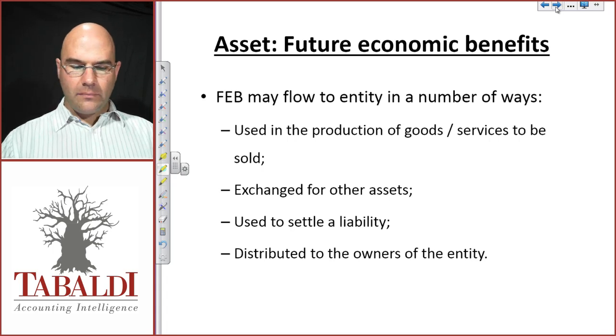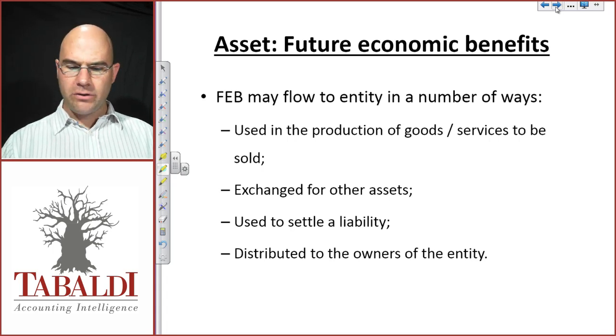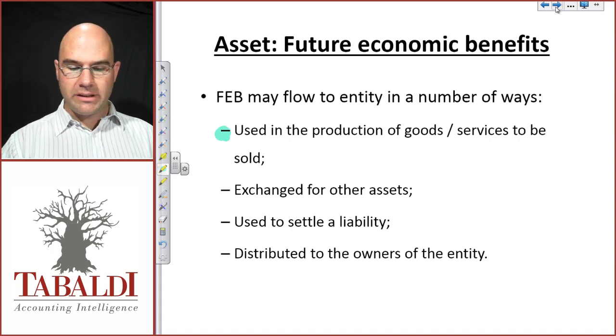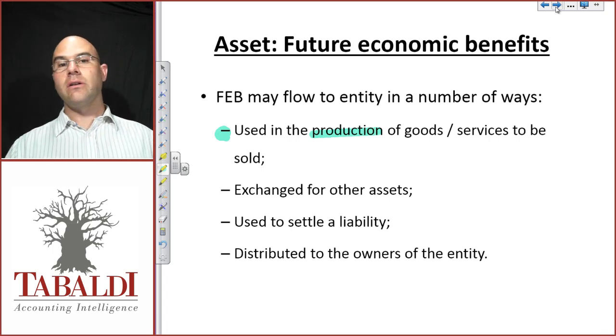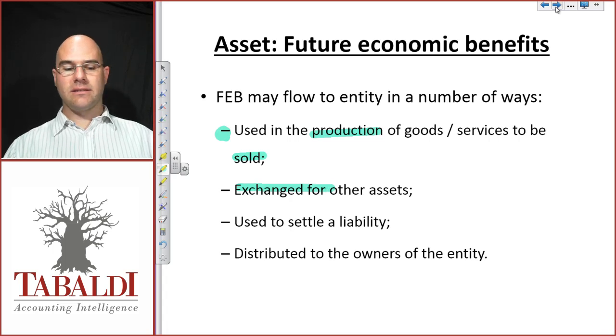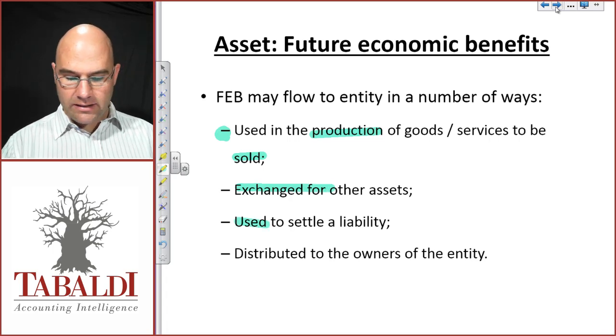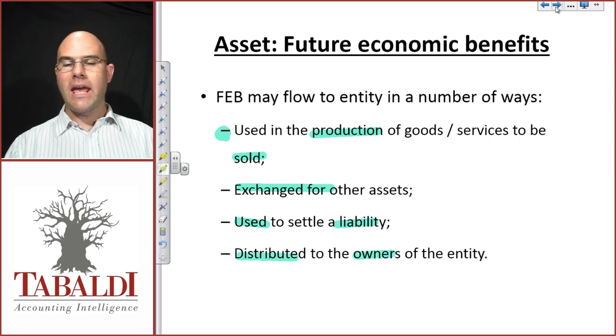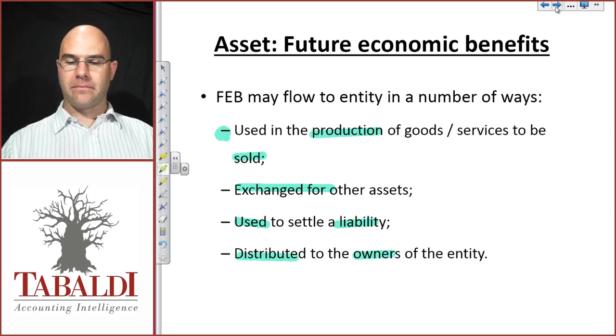So, how would future economic benefits flow to the entity? Well, that would happen in a number of ways. First of all, those resources or future benefits may be used in the production of goods or services that are then later to be sold. They might be exchanged for other assets. They might be used to settle a liability, or they might be distributed to equity participants or owners.